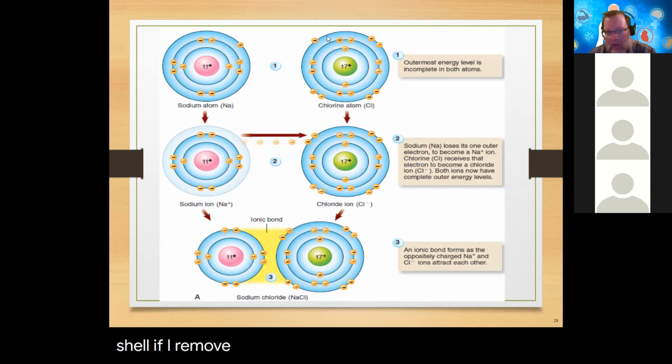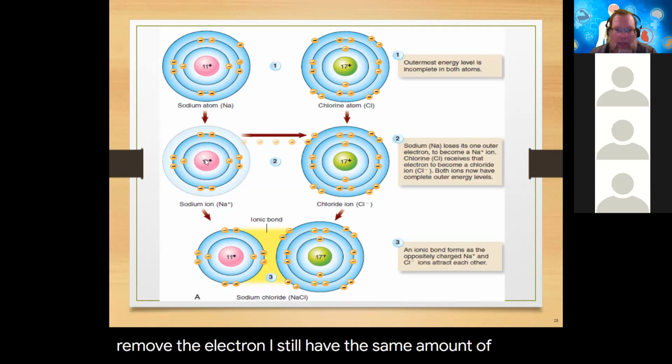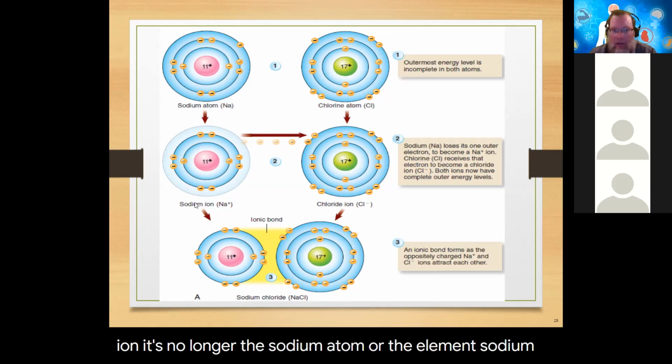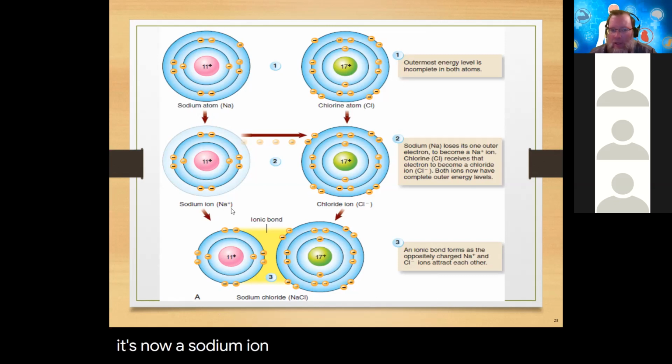If I remove this electron, which we see down here, I still have the same amount of protons, so I still have sodium, but I lost an electron. I donated that electron over, so now I have to denote that it's a sodium ion. It's no longer the sodium atom or the element sodium. It's now a sodium ion. Okay, it donated. It's happy because it donated. It's positive because it feels good about donating.